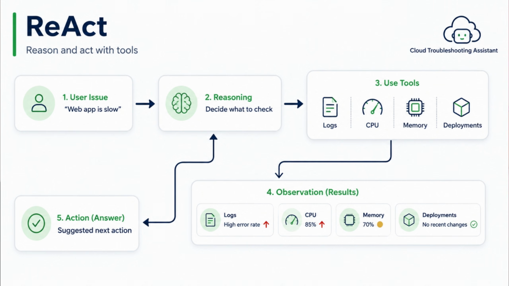Let's take a cloud troubleshooting assistant. A user says, "My web app is slow." The assistant should not guess. It can first decide to check the application log, then it can call a monitoring tool. After it sees the result, it may check CPU, memory, dependency failure, or recent deployment changes. Then it can suggest the next action. This is a ReAct style flow because the model is reasoning and acting in a loop.